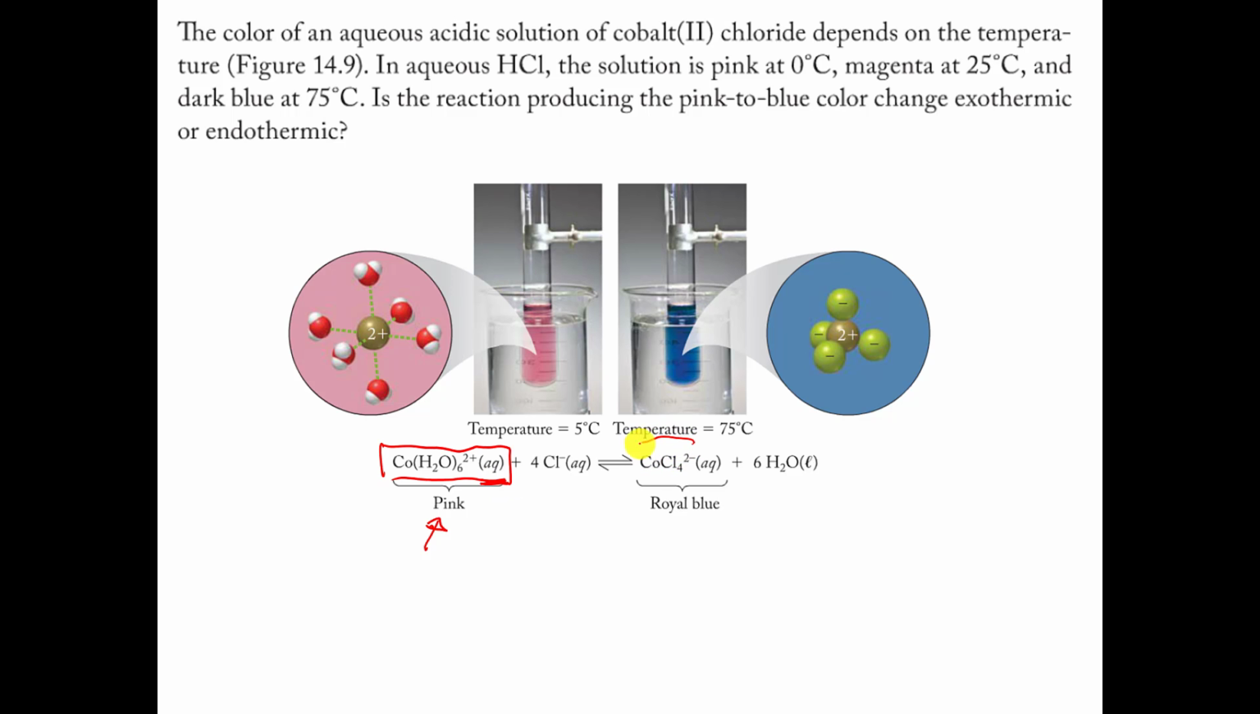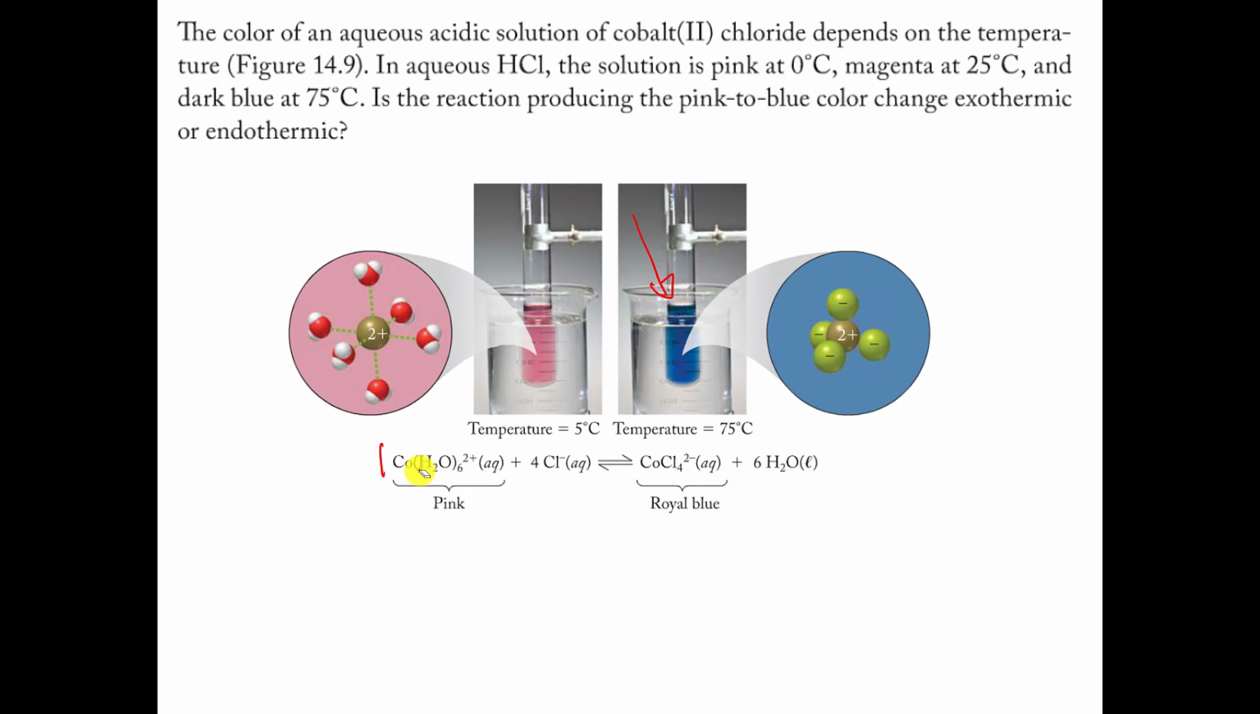This stuff on the other side of the equation has a completely different color. It's colored blue, and there it is. There's a picture of it dissolved in water as well. And so you have this pink stuff that can turn into this blue stuff, and vice versa, because the reaction can run forward and backwards.